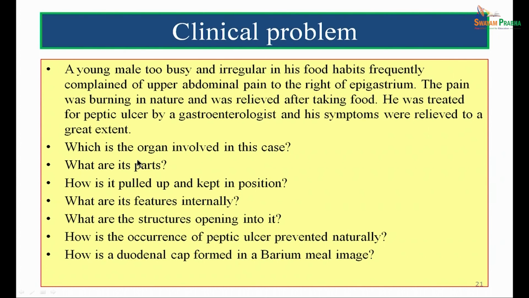What are the parts of duodenum? First part, second part, third part and fourth part. How is it pulled up and kept in position? Normally by the suspensory ligament of Treitz, which connects the duodenal flexure to the right crus of diaphragm. What are its features internally? Internally we saw the valves of Kerckring, we saw the major duodenal papilla, minor duodenal papilla, plica semicircularis and plica longitudinalis. What are the structures opening into it? The openings of major duodenal papilla and the minor duodenal papilla.